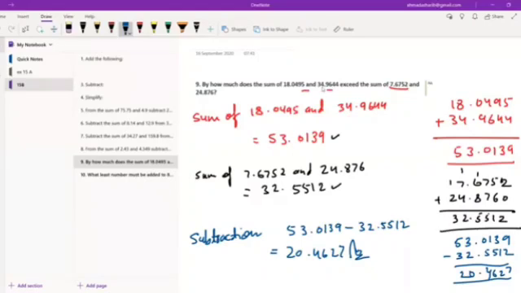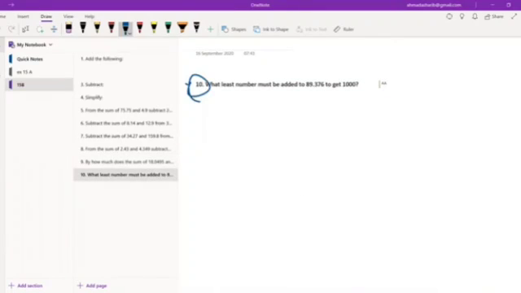So you have to write that it exceeds by 20.4627. This you have to write in your answer. Okay. Now question 10, it says what least number must be added to this to get this. Means 89.376 में क्या add करेंगे 1000 आ जाए.